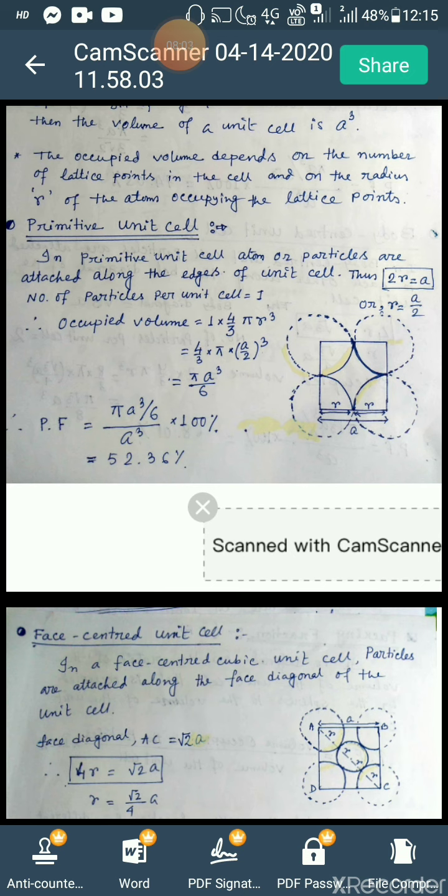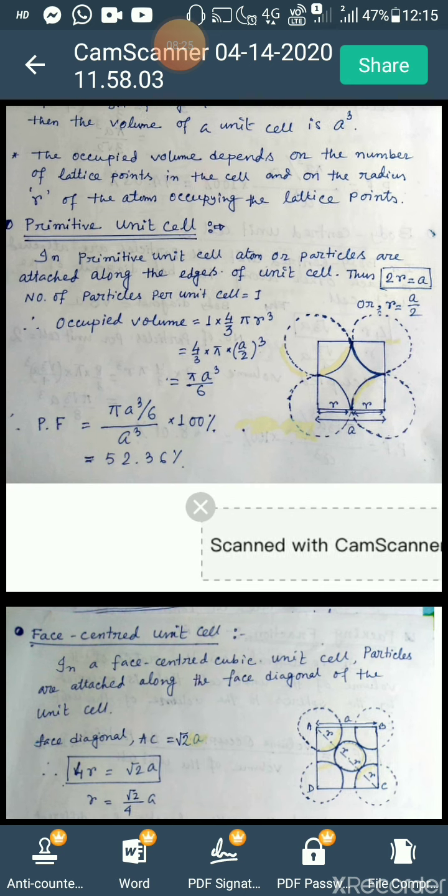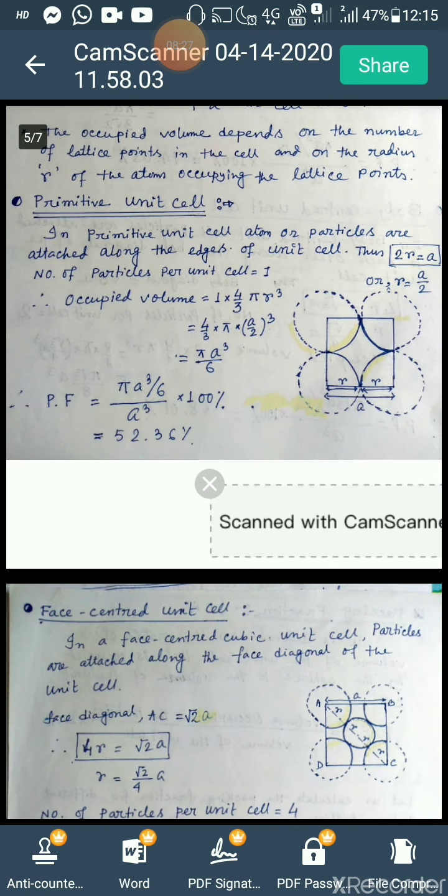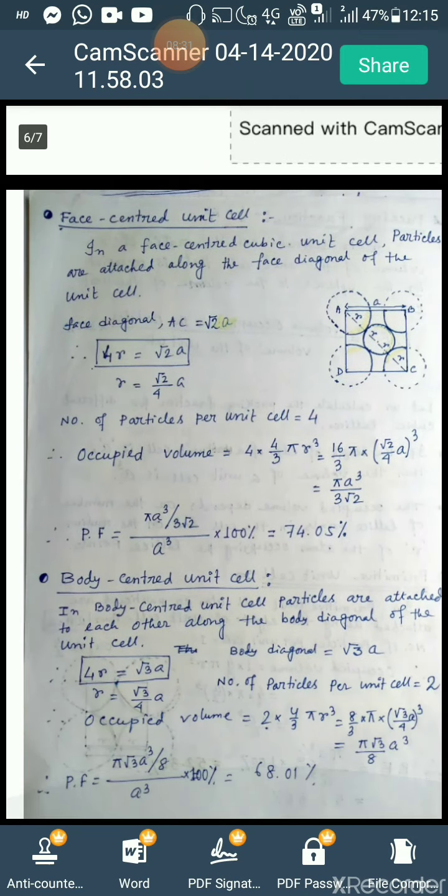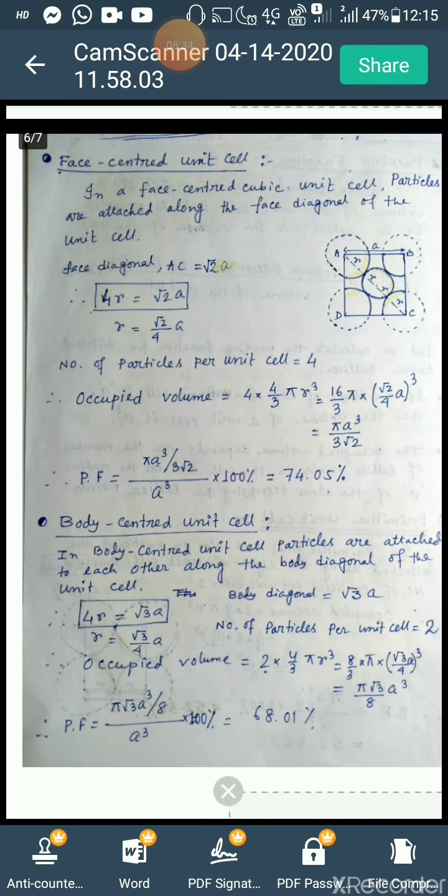So occupied volume is 1 into 4/3 pi r cube, because 4/3 pi r cube is the volume of one sphere, one particle. Then a total of one particle is present, so 1 into 4/3 pi r cube, and the value of r is a by 2. So the occupied volume is pi a cube by 6, then packing fraction is pi a cube by 6 divided by a cube into 100%, which is equal to 52.36%.